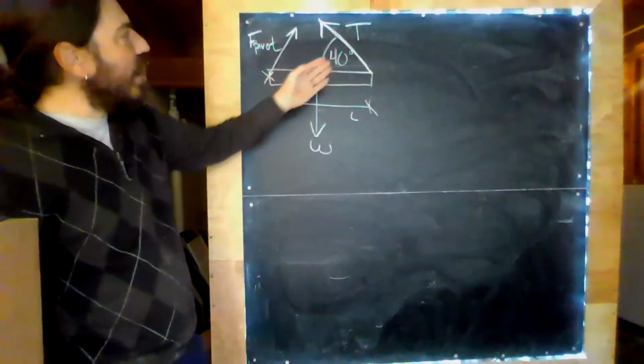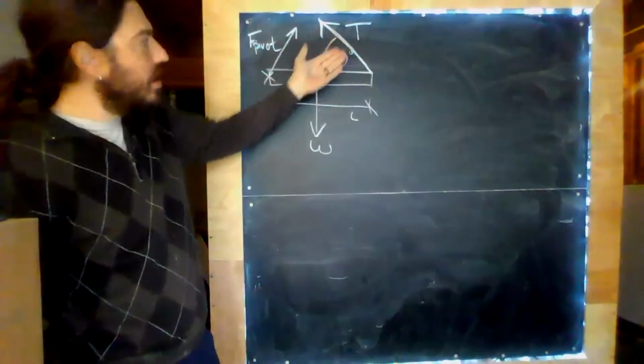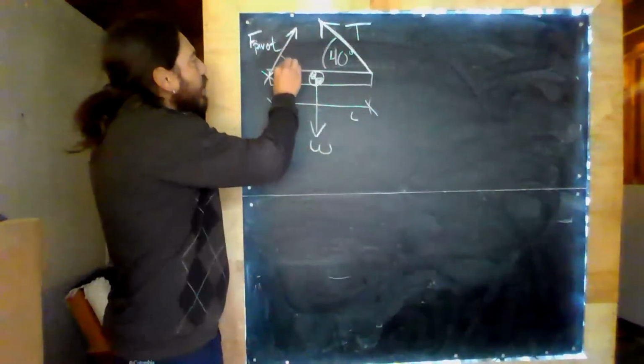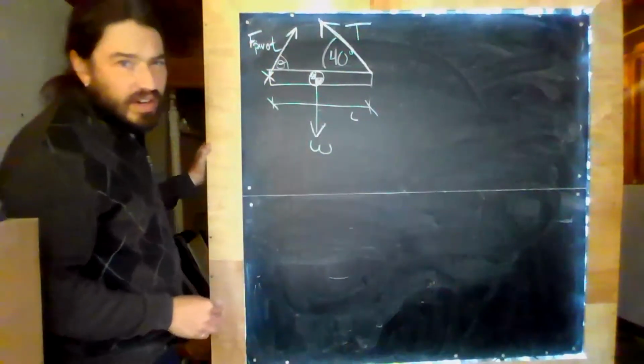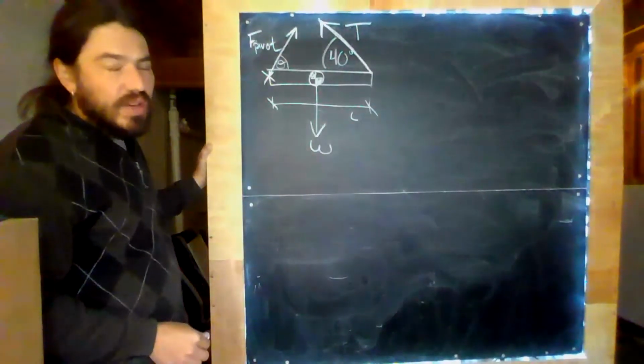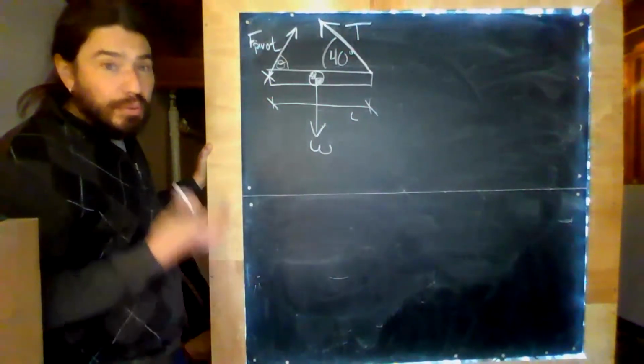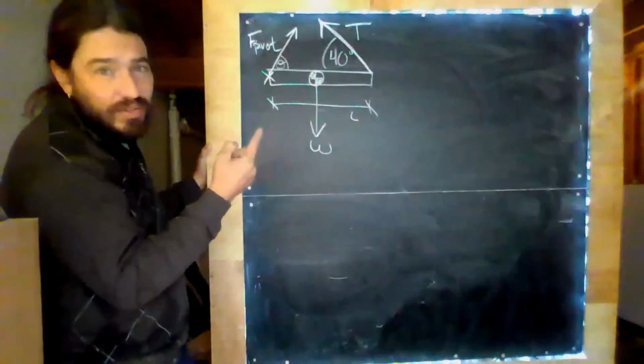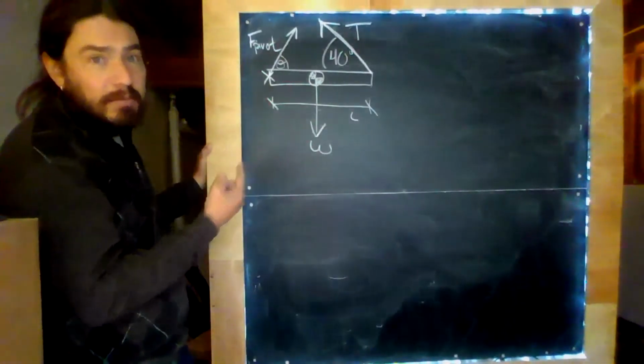And so notice here, we've got one unknown, this tension. We've got another unknown, this pivot force. And we also don't know what angle it's at. So essentially, there are 3 unknowns. You cannot solve for 3 unknowns with 2 equations, right? So you can't just get away with using forces and get this problem right.